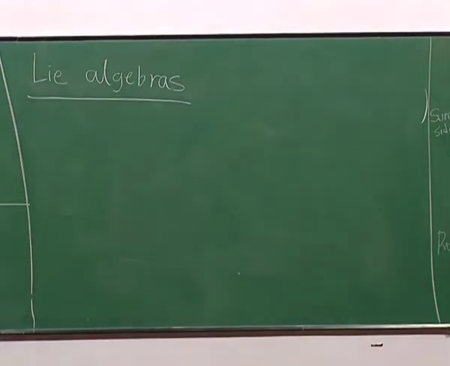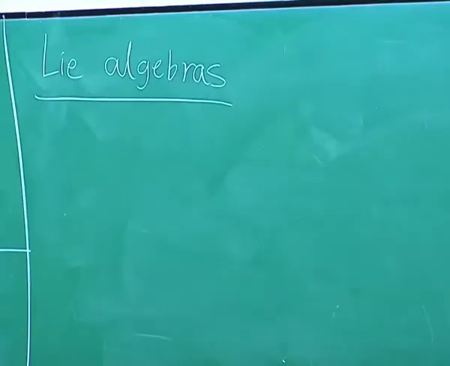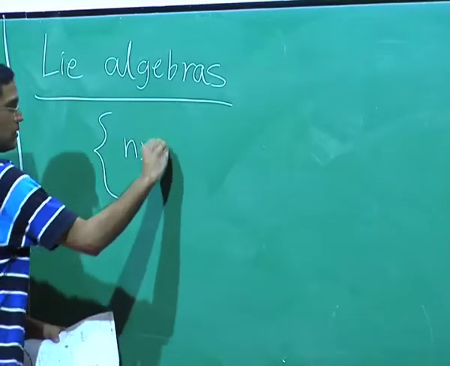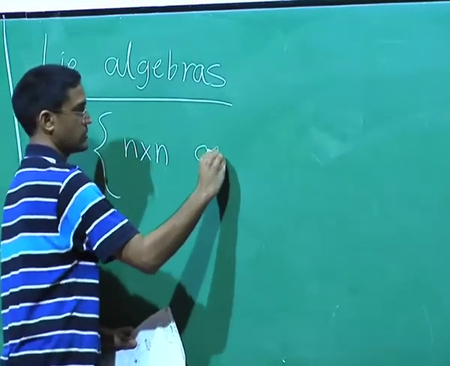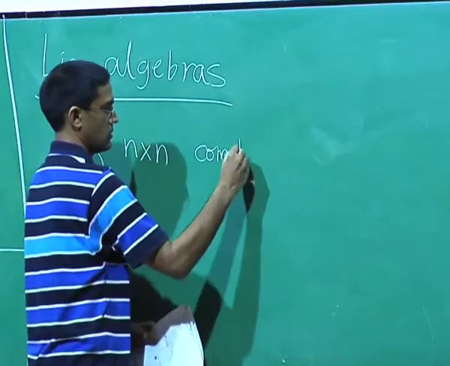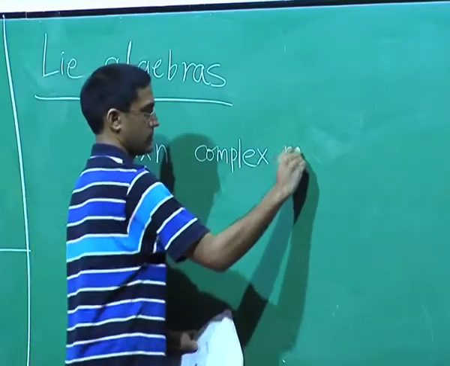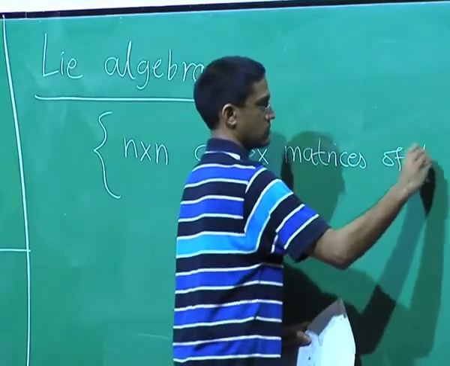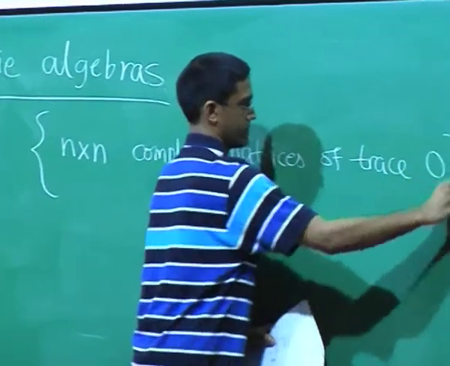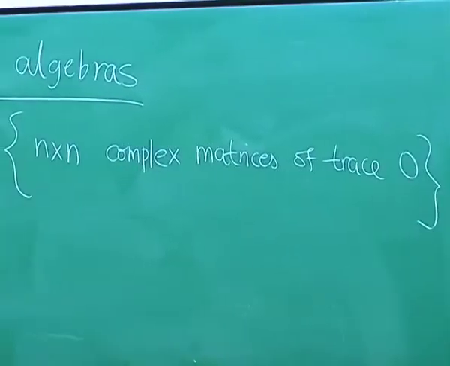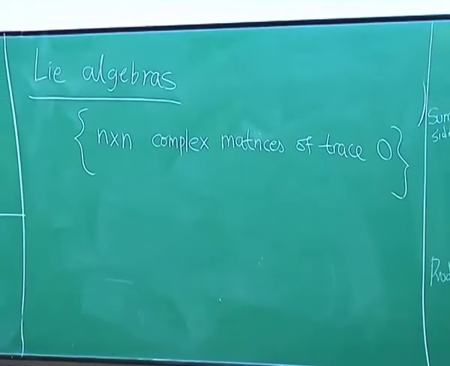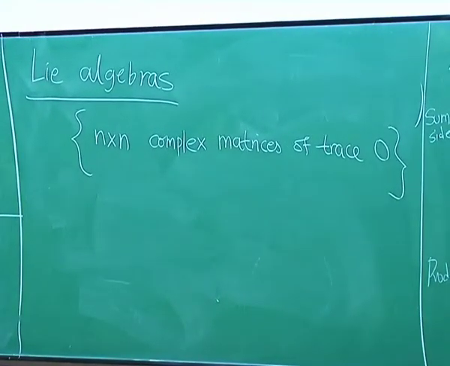And I'll more or less do this by example. So let me take matrices again. So I began with a matrix. So let me consider the following set: n cross n matrices with complex entries of trace 0. Okay, so I've taken all n cross n matrices of trace 0, and so firstly, what's the dimension of this space?